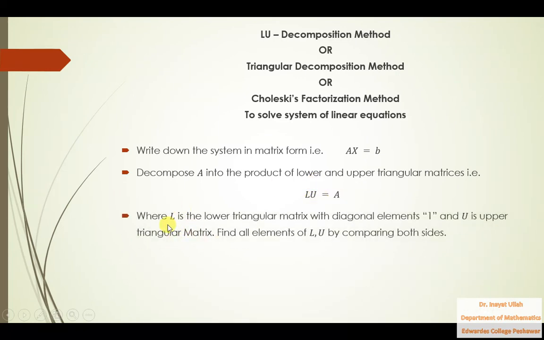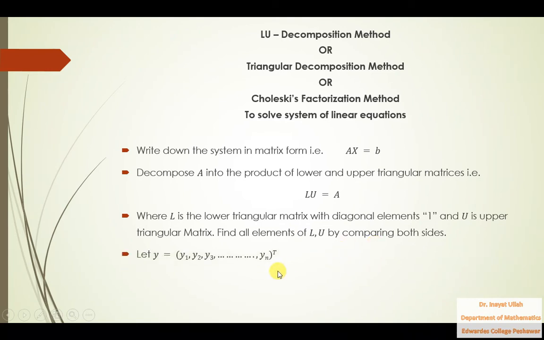This step is very important to note. L is the lower triangular matrix with diagonal elements 1. Remember that the diagonal of the lower triangular matrix will be taken as 1, and U is the upper triangular matrix. Find all elements of L and U by comparing both sides.